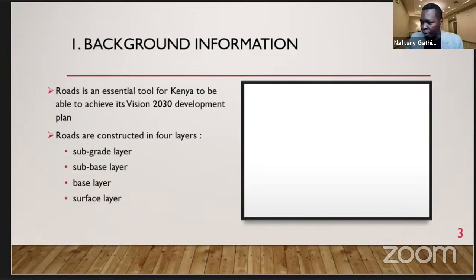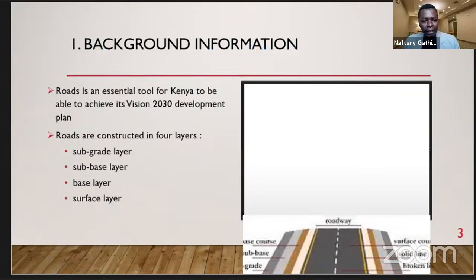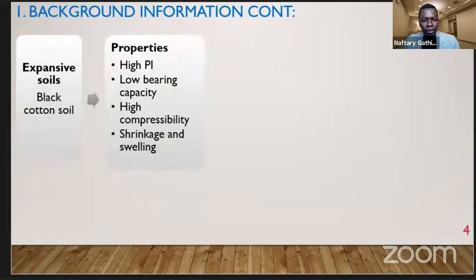Okay, noted. Then something about the flow. I noted that you have a big issue in your document. The flow, like from slide 3 to 4: you say the roads are essential, and then you talk about the different layers of the road. And then on this slide, you just come and talk about black cotton soil. Think about it.